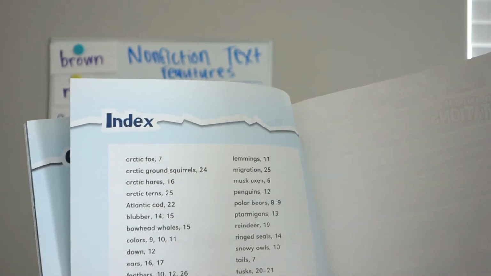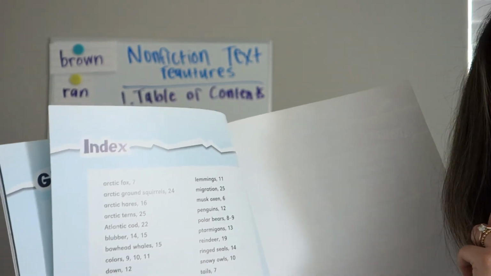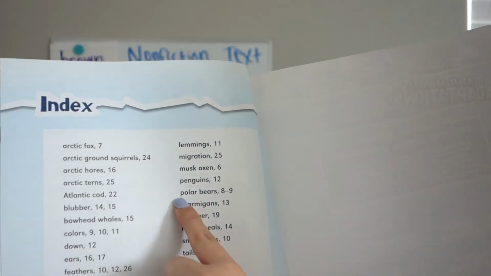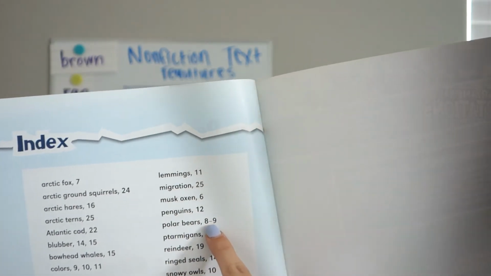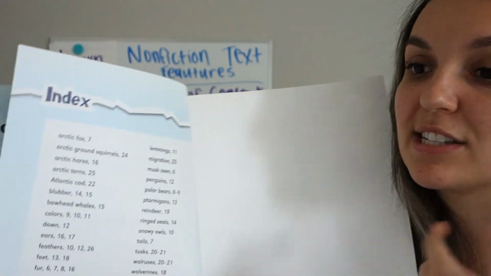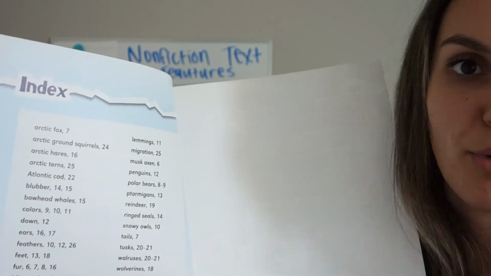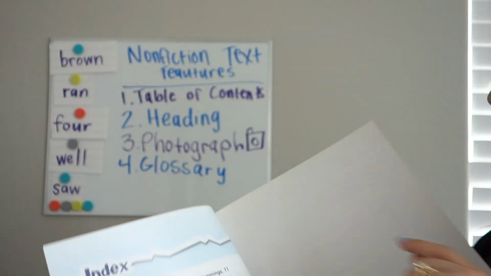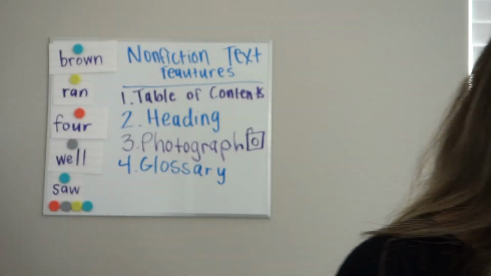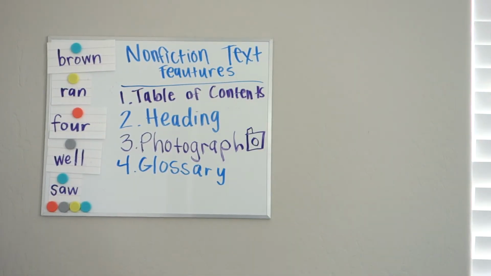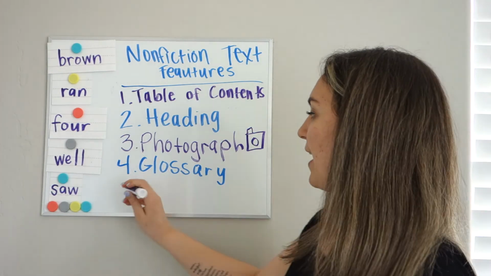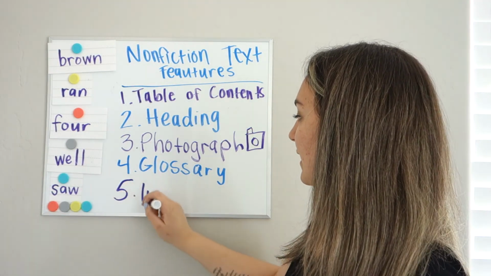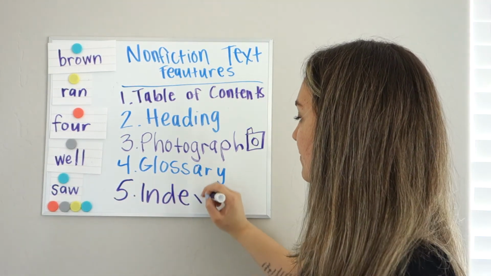If you look at this and say, I want to learn about polar bears, I'm going to go to polar bears. Oh, they're on pages 8 and 9. So how you can use an index is by finding certain words where you want to learn some more information about. So that is our 5th and last nonfiction text feature. Number 5 is index.